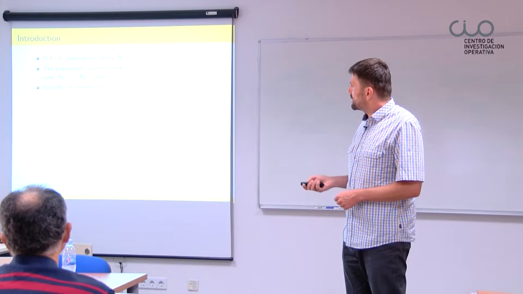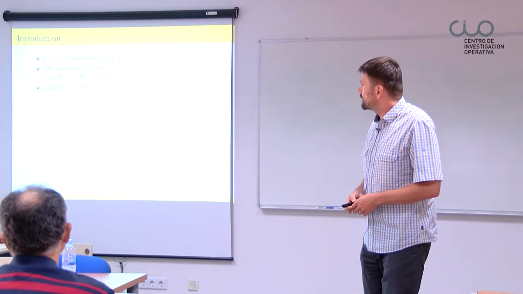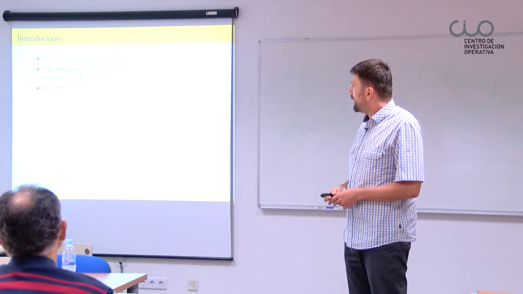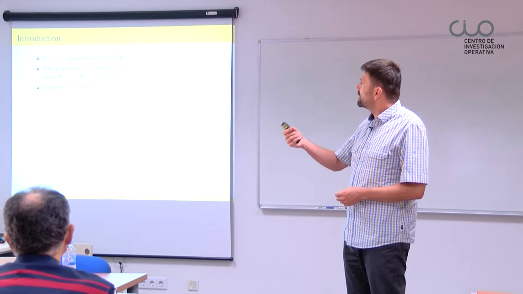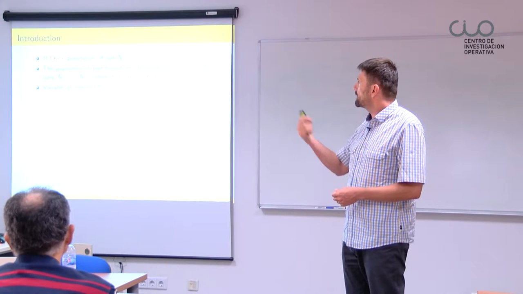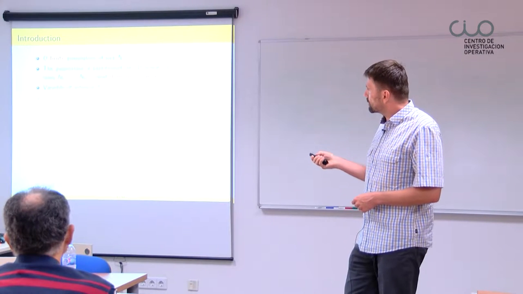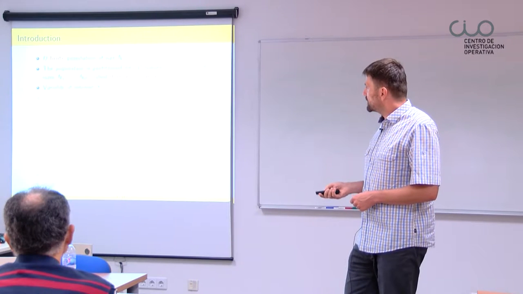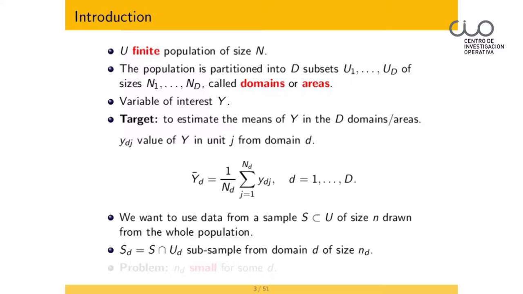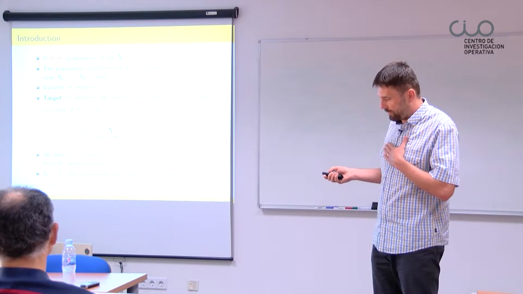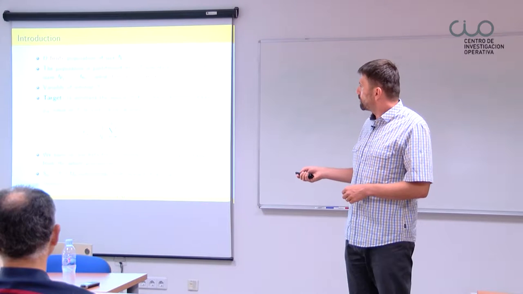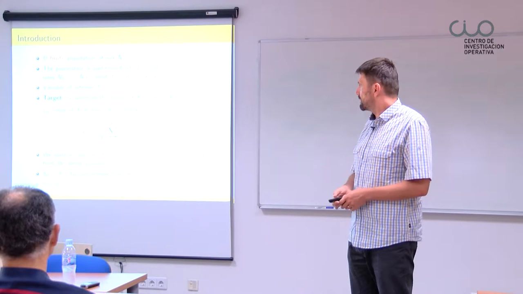And assume there is some variable of interest, y. In our case, we will study a binary variable, so y will take the value 0 or 1: 1 if the individual is below the poverty line, and 0 in the other case. So this is one example of what the variable could be. Our target is to estimate the mean of the variable y in the domain or area. If we denote by y_j the value of the variable for the j-th individual in domain g, then our variable of interest is the mean of these values, the mean value of the population in domain g. This we would like to estimate.